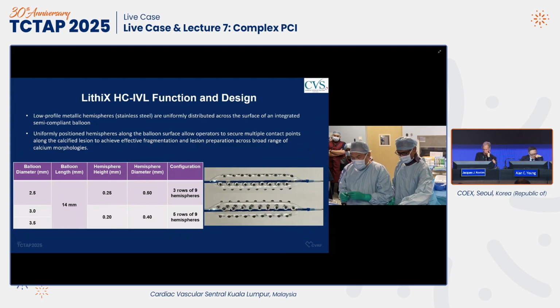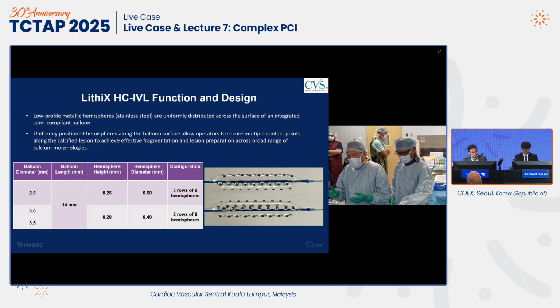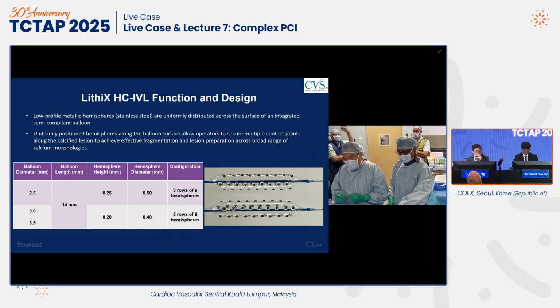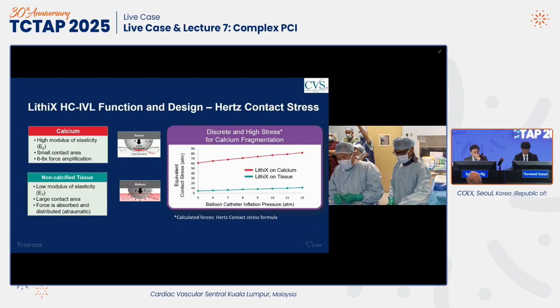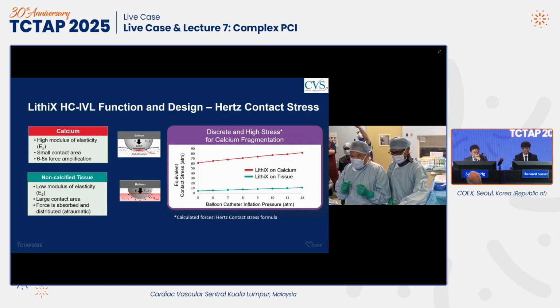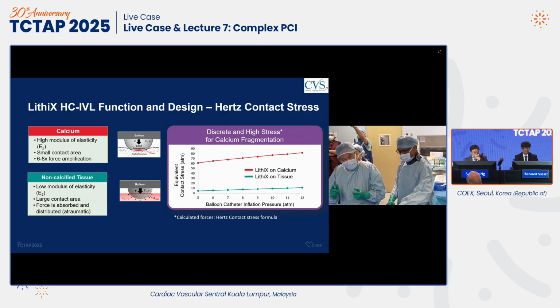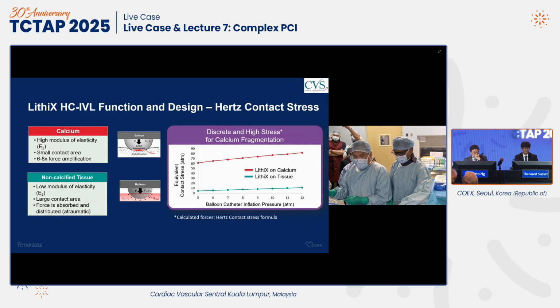Next. So this is what it looks like. You have rows of small hemispheres made of stainless steel. In the 3035, there are 5 rows of 9, so that's 45 hemispheres, very small in terms of height and also diameter. What it does is amplify the force. At 5 atmospheres, it is equivalent to 60 atmospheres. And if you go up to 6-12, which is the rated burst, it can go up to 80 atmospheres. So once again, soft on tissue, it can potentially crack calcium. And it's been shown in a study that it does well with calcium.